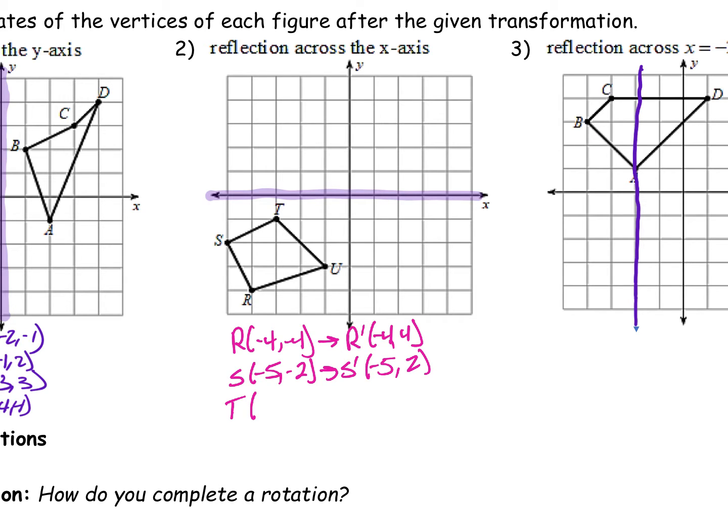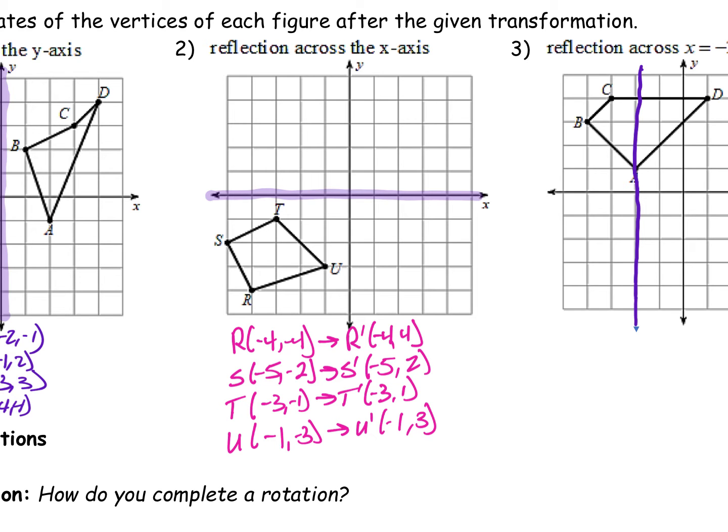T is at -3, -1. So T prime is going to be at -3, +1. And U is at -1, -3. So U prime is going to be at -1, +3. Okay? Are we okay with that?